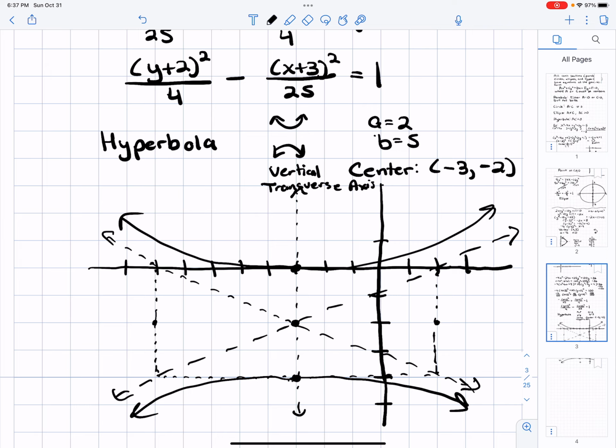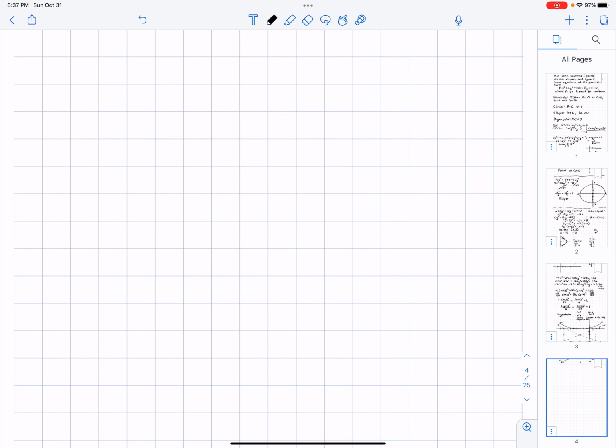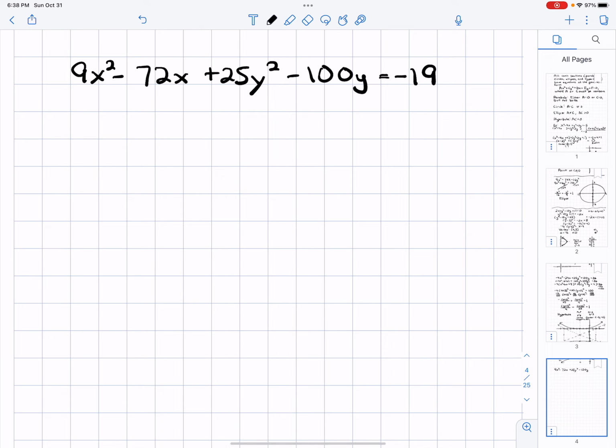section having to do with eccentricity. Okay, so let's do one more. 9x squared minus 72x plus 25y squared minus 100y equals negative 19.